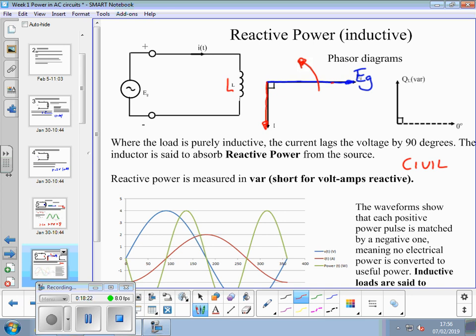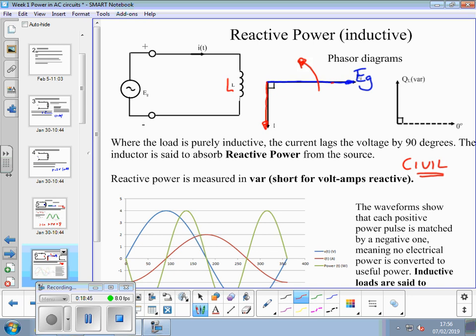So it's well worthwhile remembering that little check, and when I do example calcs on the board, I'll point out to you where that check could come in and where you can make use of it. Equally, in a capacitive circuit, as you'll see in a minute, we'll find that current leads voltage by 90 degrees.